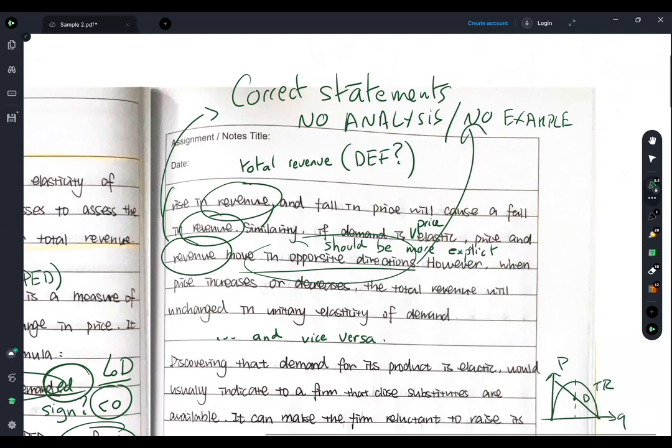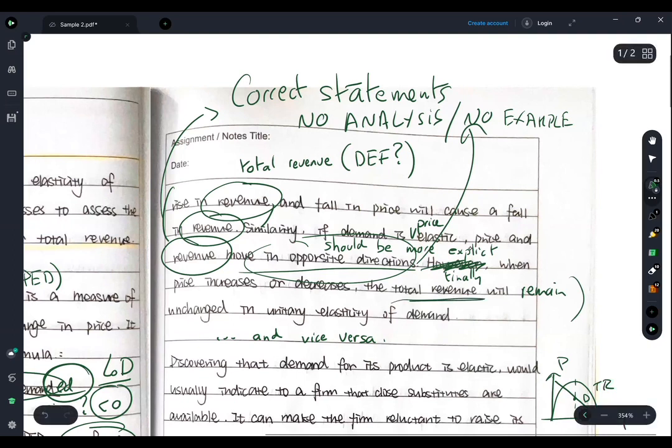Okay, however, so that's the last, it's not really however, it should be finally, because we have initially, so finally, when the price increases or decreases, the total revenue will remain unchanged if demand is of unitary elasticity. Okay, so same thing.